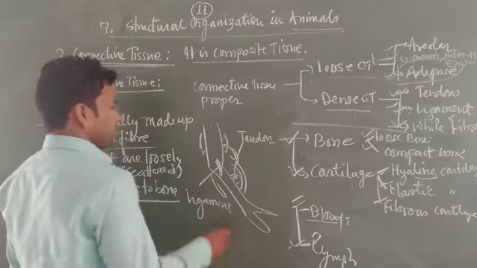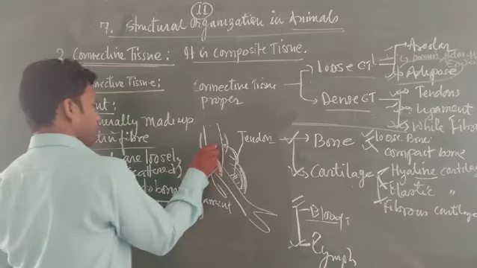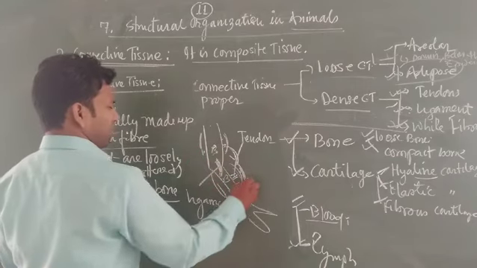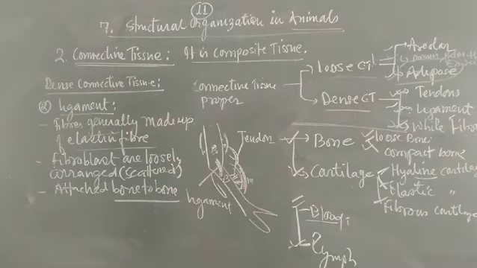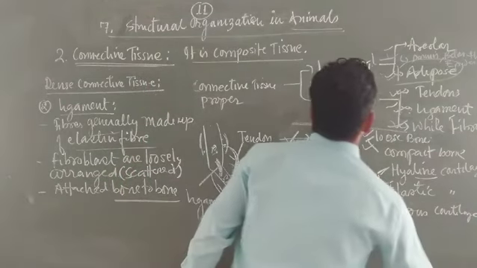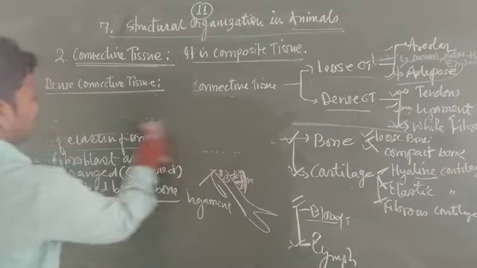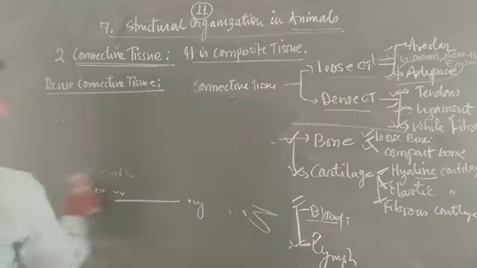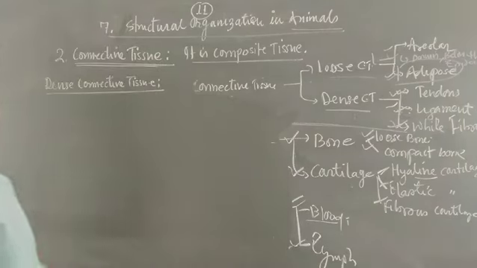So this one is a tendon which attaches skeletal muscle to bone, and this is a ligament which attaches bone to bone, and this is muscle to bone. So this is the work of tendon and ligaments. Ligament and tendon help to hold bone as well as provide movement to the body. Now the third important dense connective tissue is white fibrous tissue.